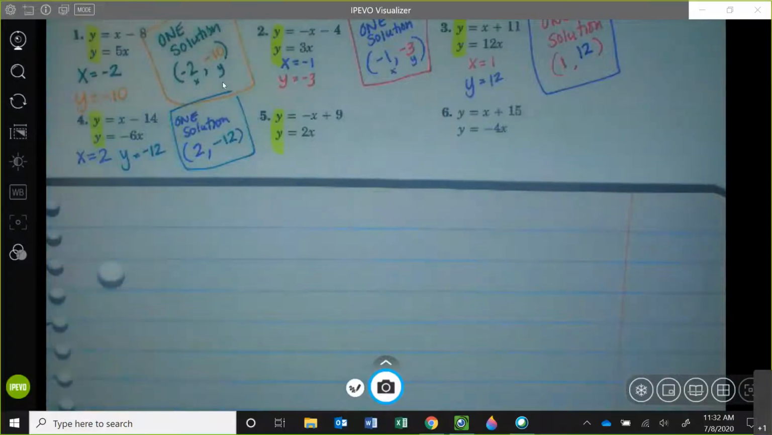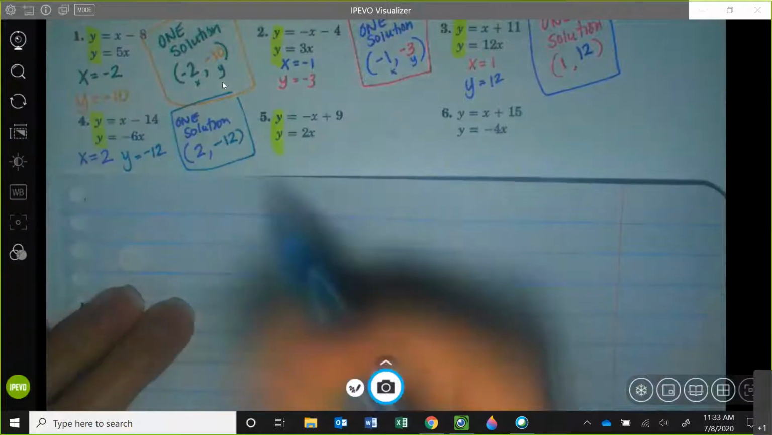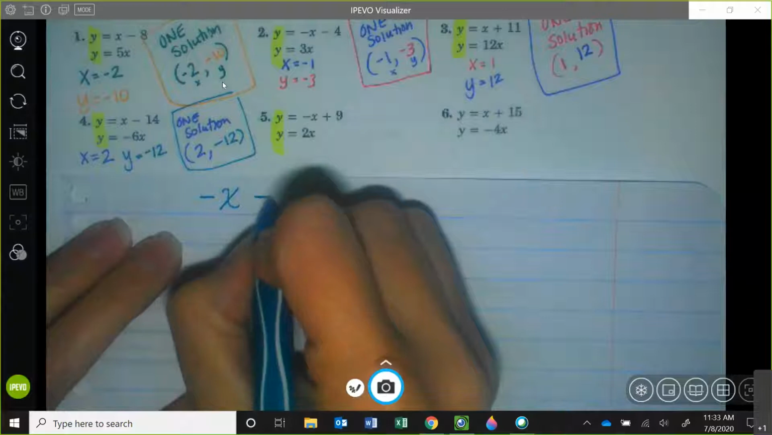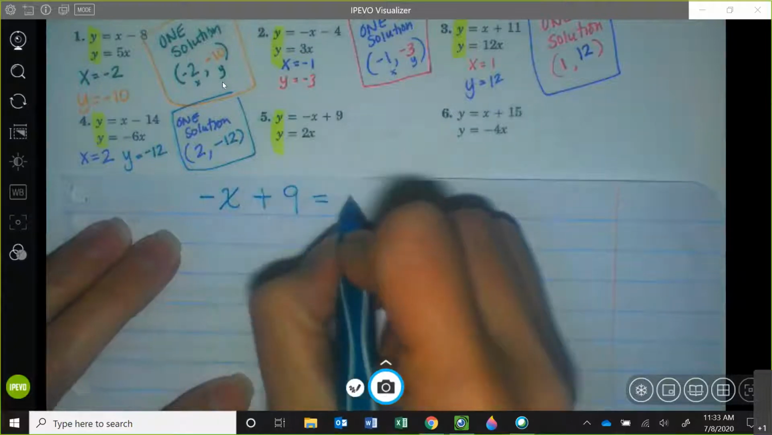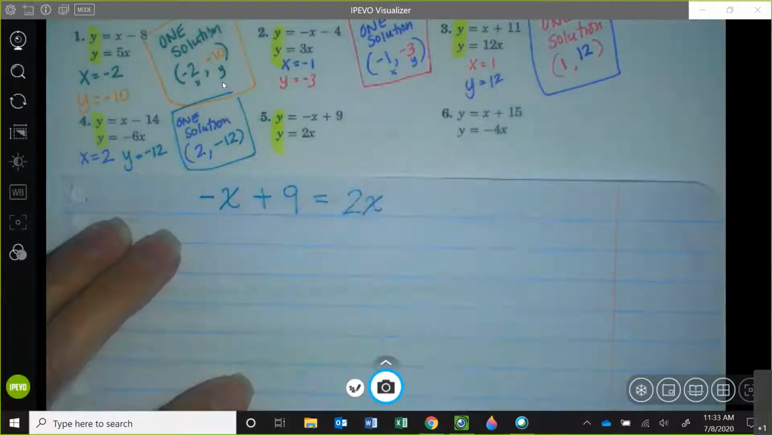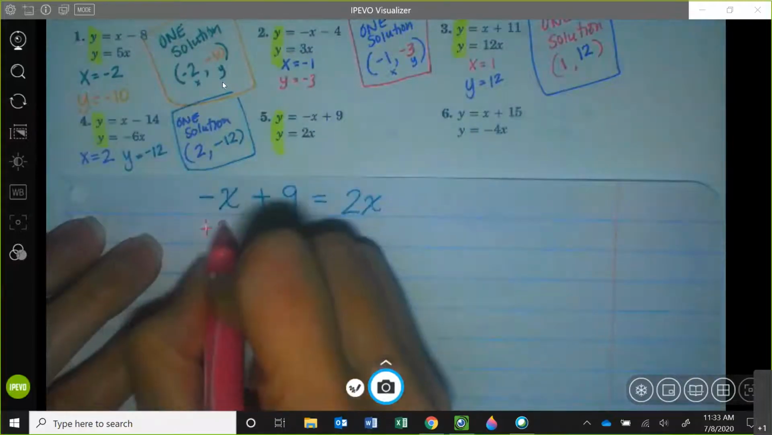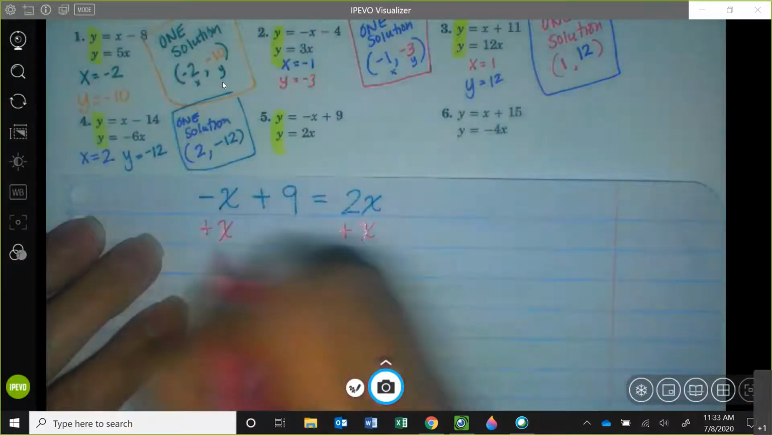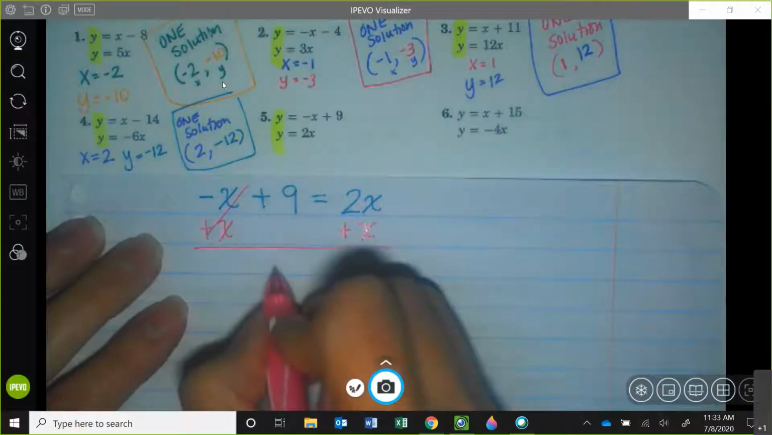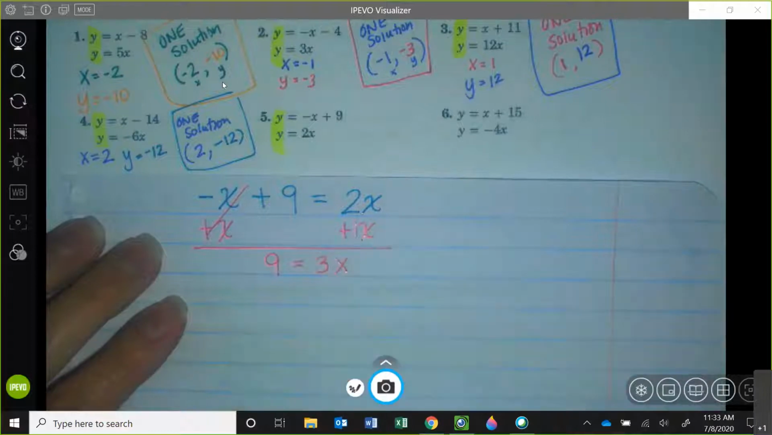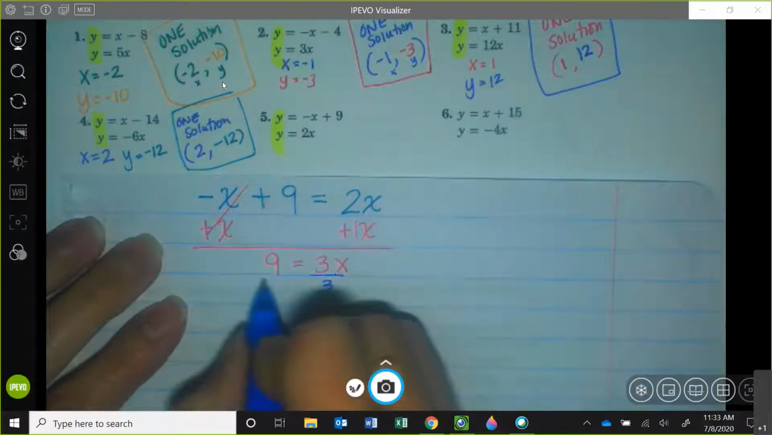All right, so we have two equations where it's y equals, so we set them equal to each other. So negative x plus 9 equals 2x. We're going to add x to both sides. And so 9 equals 3x. Divide by 3.